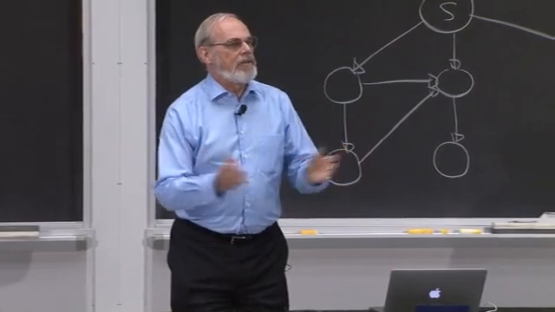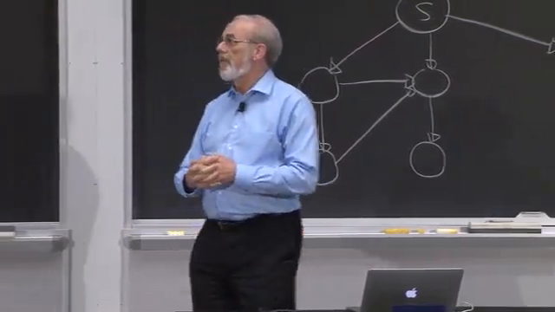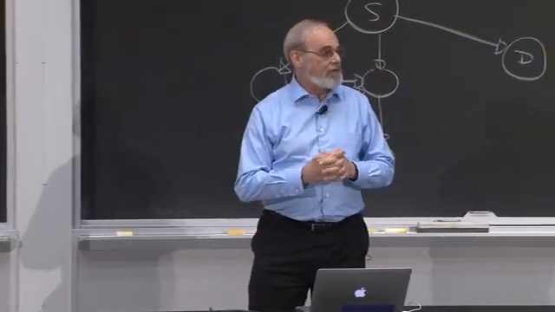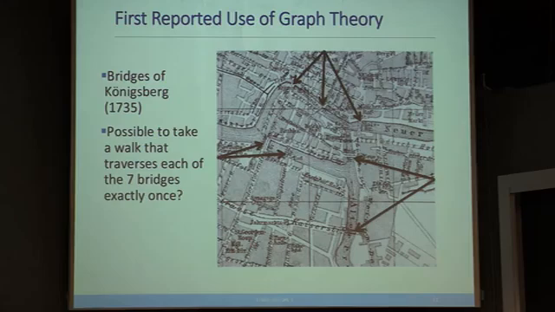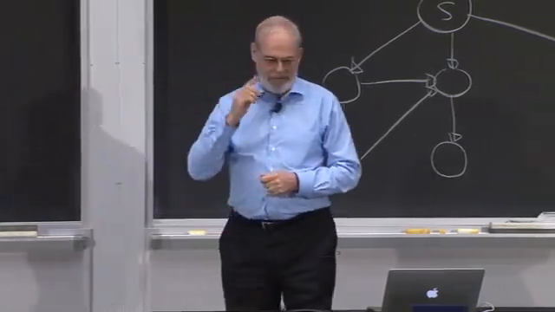Thinking about navigation through systems actually gives us a little bit of history, because in fact, the very first reported use of graph theory was exactly this problem. Early 1700s, it's called the Bridges of Königsberg. Königsberg's a city that has a set of islands and rivers in it. There are 7 bridges that connect up those islands. And the question that was posed is, is it possible to take a walk that traverses each of the 7 bridges exactly once? So could you take a walk where you go over each bridge exactly once?